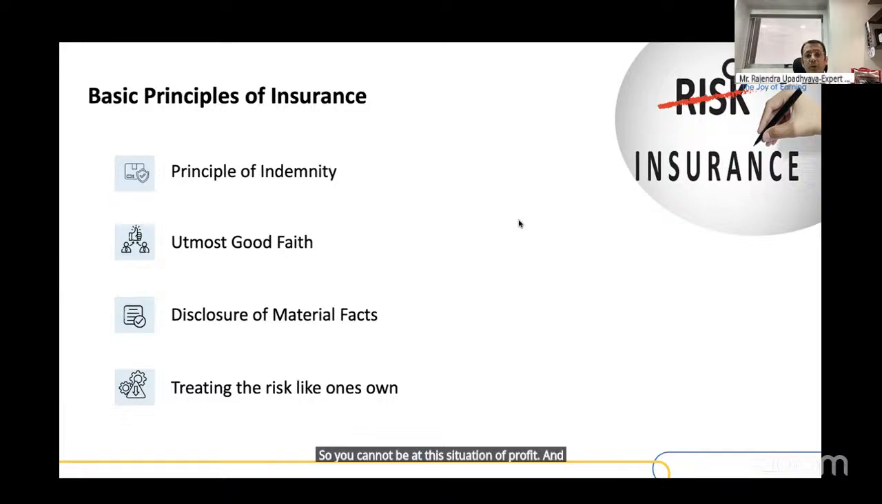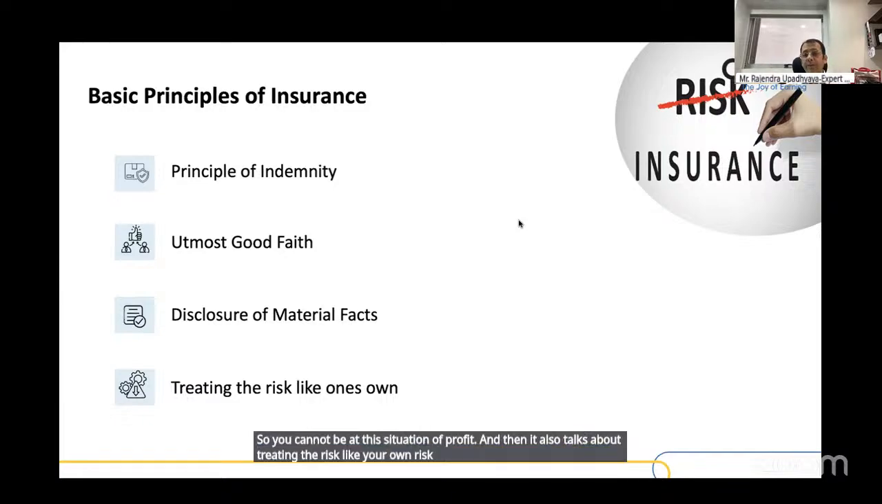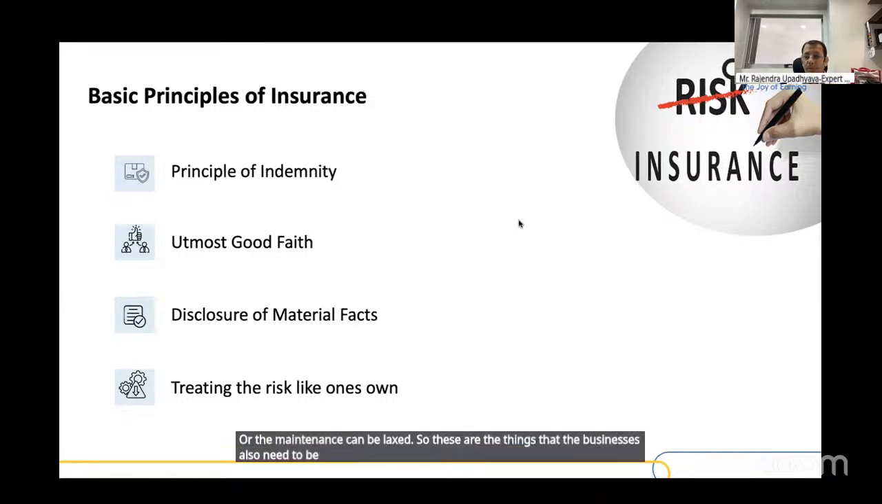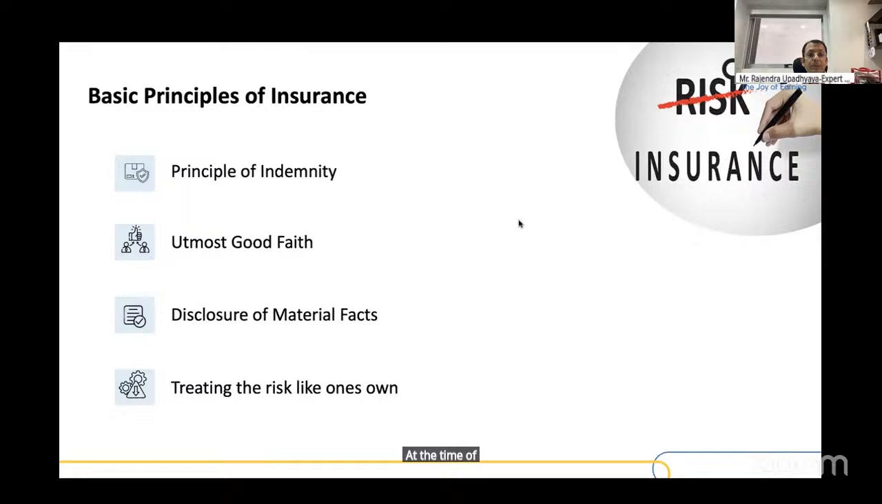So you cannot be in a situation of profit. And then it also talks about treating the risk like your own risk. The very fact that you've taken insurance doesn't mean that you can take risk management lightly or that maintenance can be lax. So these are things that businesses need to be very careful about at the time of taking insurance.